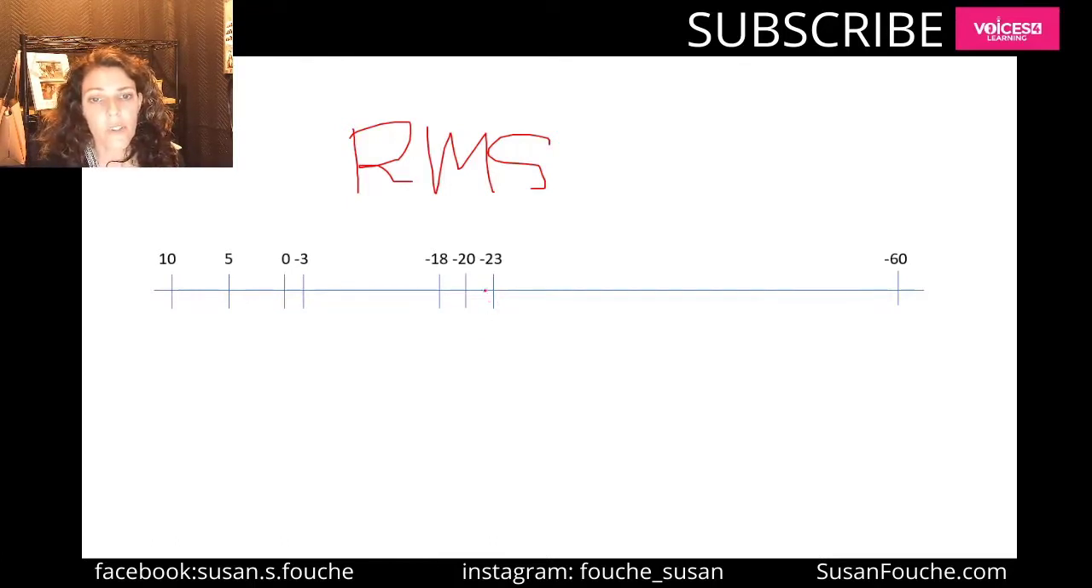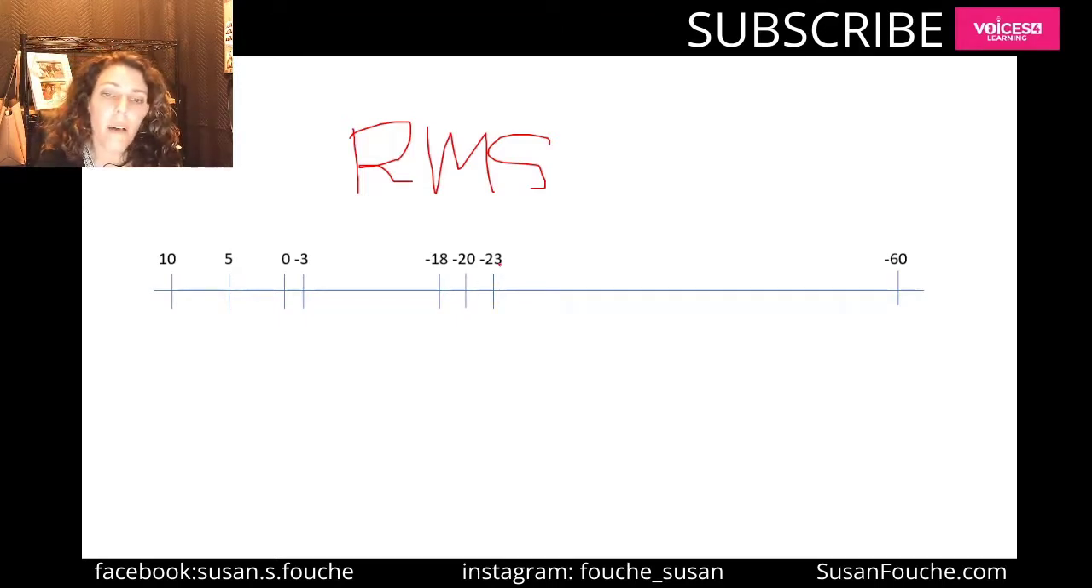So for instance, negative 23 is going to be quieter than negative 18. Negative 23 is going to be quieter than negative 3. Negative 23 is going to be quieter than a 0 or a 5 or a 10. So negative 23 is on the quieter end. Negative 18 is on the louder end. Just remember that most people, when listening to audiobooks, have earbuds in or headphones on. We don't want to blow their eardrums out. And so this is the comfortable volume for people who are listening to audiobooks, negative 18 to negative 23.